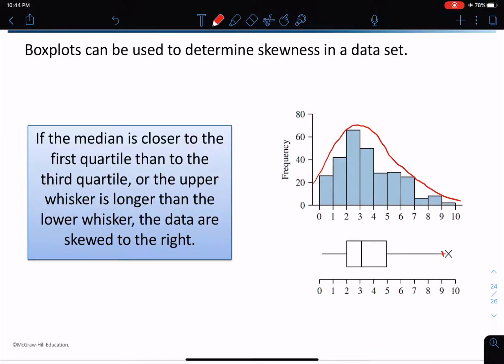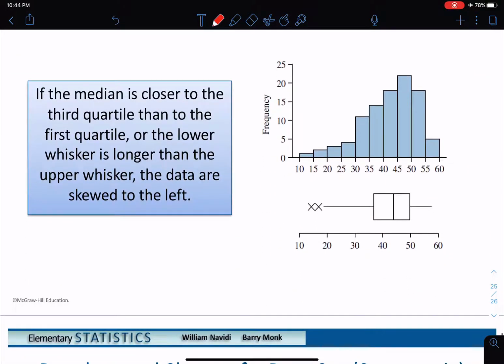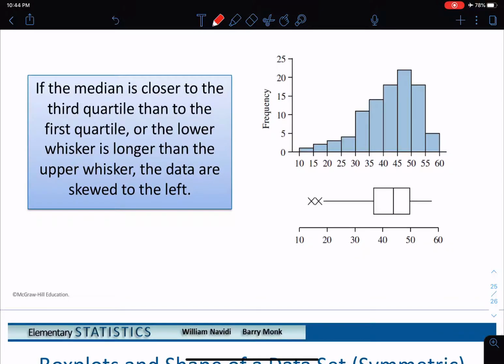And then this other piece, it says the median is closer to the first quartile. It's going to be a skew to the right. Look at this piece over here. The median is closer to the third quartile, and it's causing all this data to kind of bunch up over here. Then we've got some data pieces out here that are pulling it out this way and not making it a nice bell-shaped curve. And so in this case, we call this skew to the left.